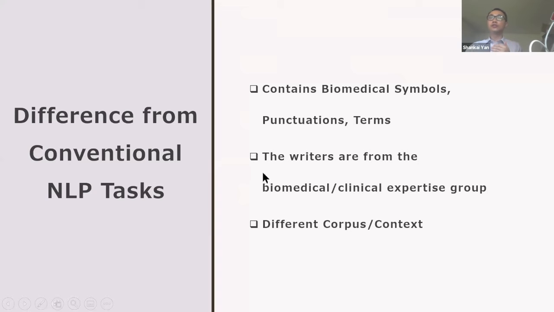And this kind of text is generated by experts from biomedical and clinical fields. So the context will be quite different from the normal one. The first difference is the corpus and the context, and that is the reason why we need to work on the biomedical field for NLP tasks. We need to train a model especially for biomedical tasks.